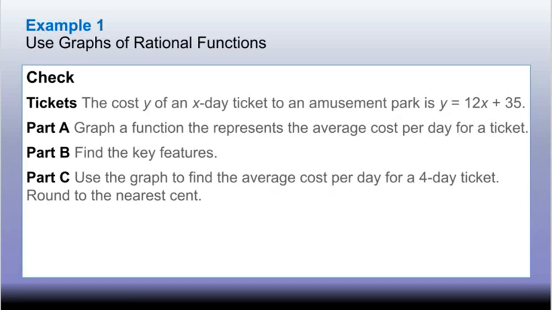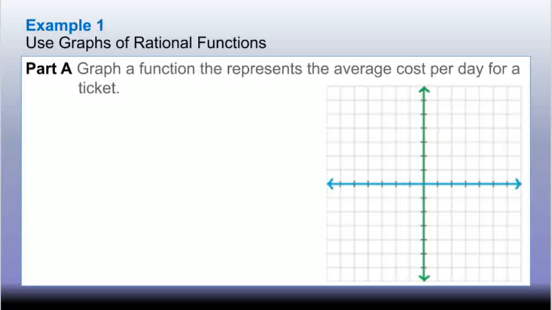So for this one, we need to graph this one. So we have y equals 12x plus 35 for x days. We want to find it for one particular day, or per day. So I'm going to divide that by x. So that is actually going to be our function here.